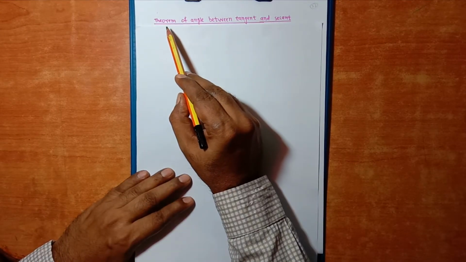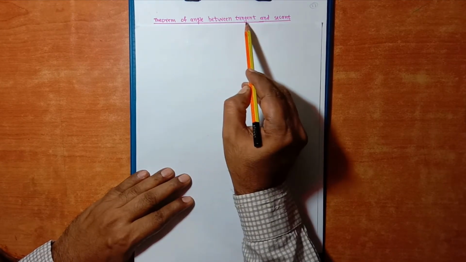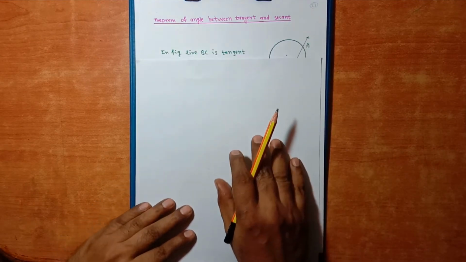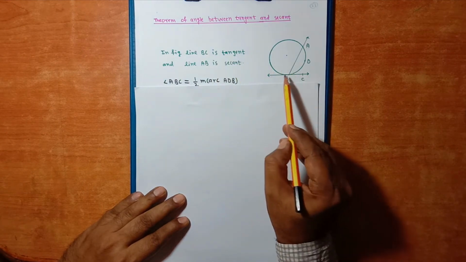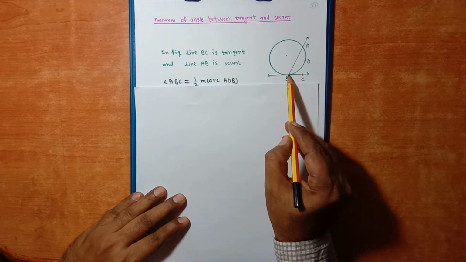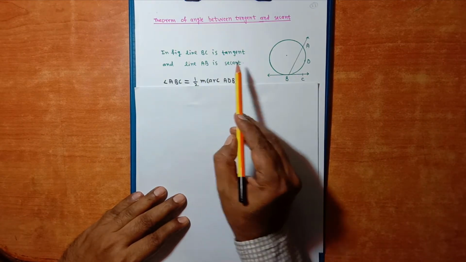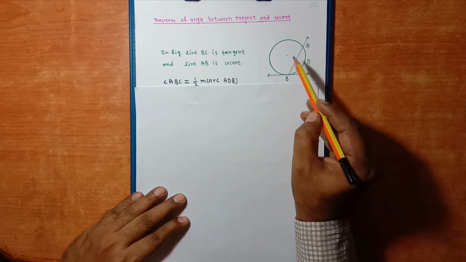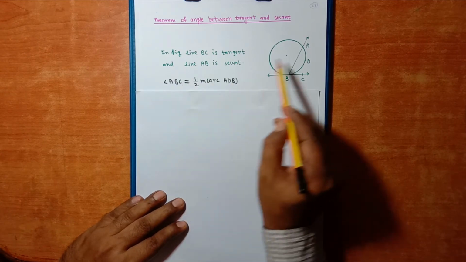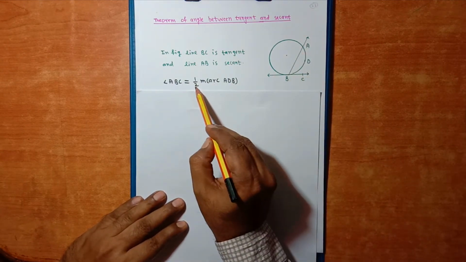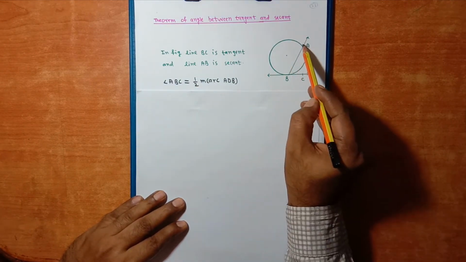Now let us study the theorem of angle between tangent and secant. In the figure, line BC is tangent. It touches the circle at B, and line AB is a secant. It intersects the circle in two distinct points A and B. So angle ABC is equal to 1/2 measure of major arc ADB.